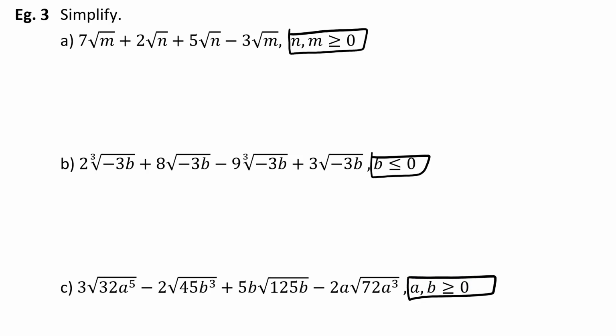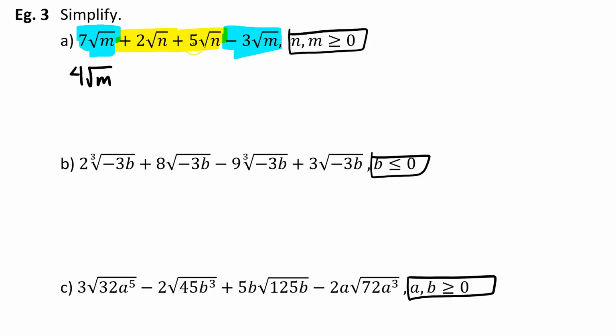So when we're talking about this one, a, 7 root m plus 2 root n plus 5 root n minus 3 root m. I'm just going to do what we did in grade 9 and highlight the like terms. And don't forget to take in the sign that's in front of it. So 2n, 5n. What I'm left with here is 7 root m minus 3 root m, and I get 4 root m.